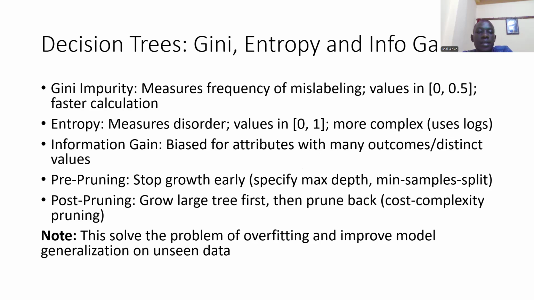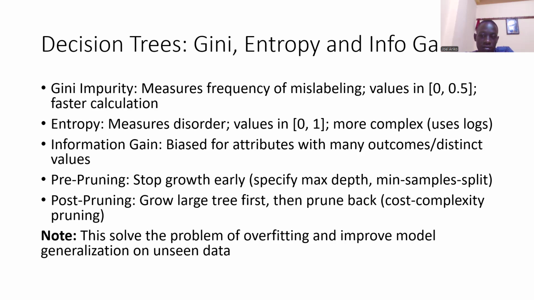Then we have another algorithm which is called decision trees. Actually, we have several algorithms under decision trees. For example, we have the Gini impurity, where we measure the frequency of mislabeling, and its values lie in the range of 0 to 0.5. Then the entropy, which measures the disorder. Its value ranges from 0 to 1.